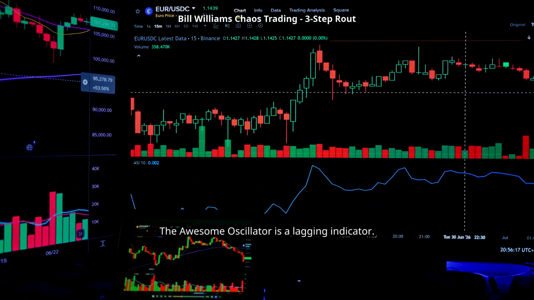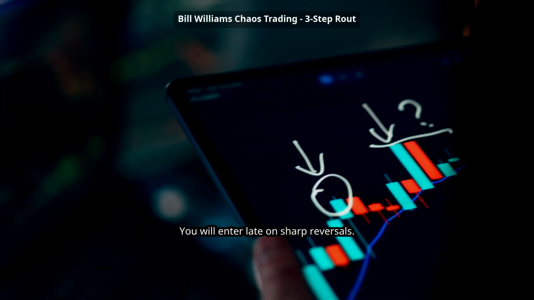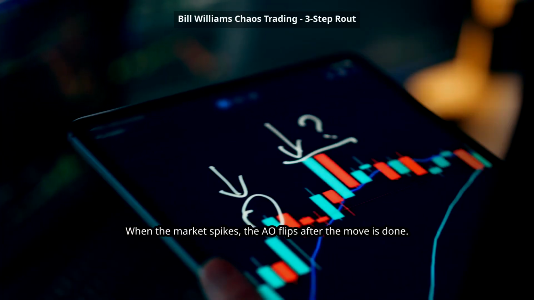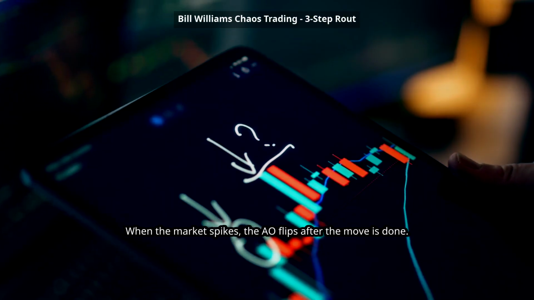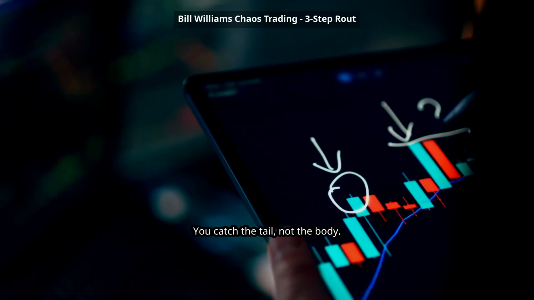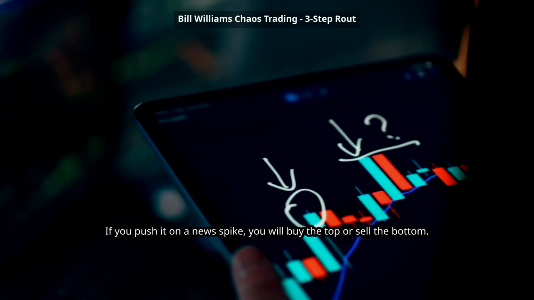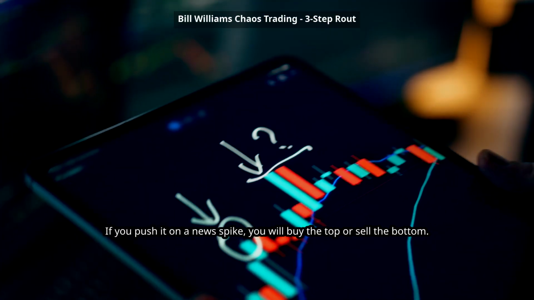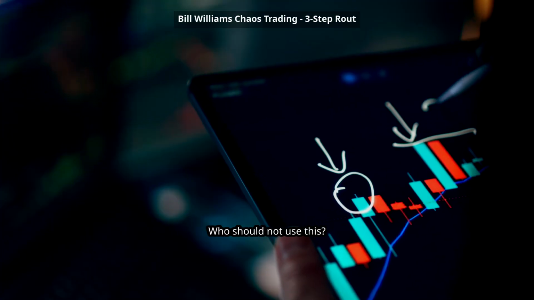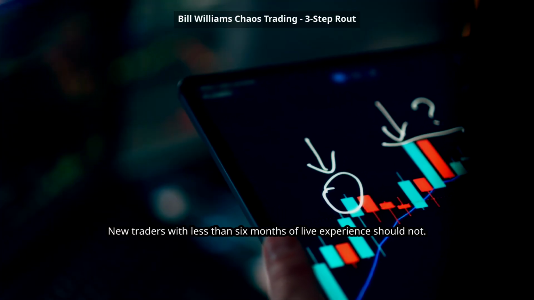The second limit is the AO lag. The Awesome Oscillator is a lagging indicator. You will enter late on sharp reversals. When the market spikes, the AO flips after the move is done. You catch the tail, not the body. If you push it on a news spike, you will buy the top or sell the bottom. It breaks.